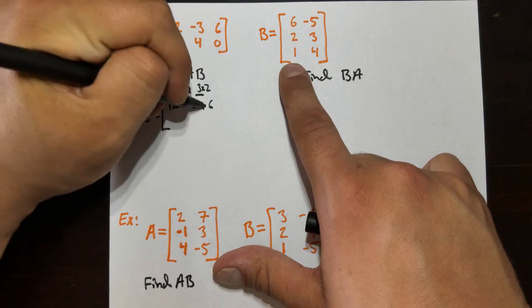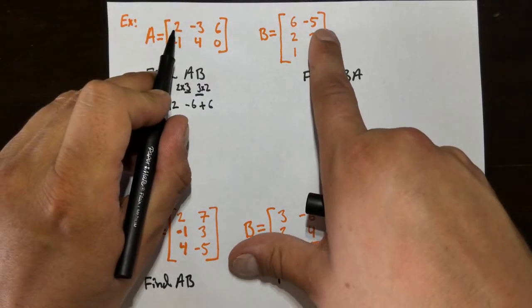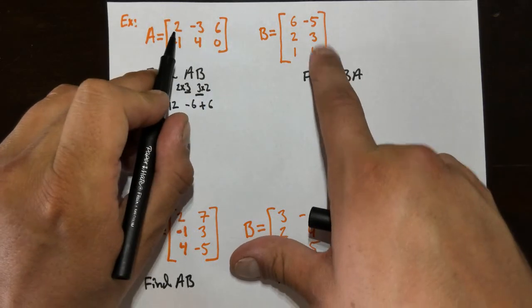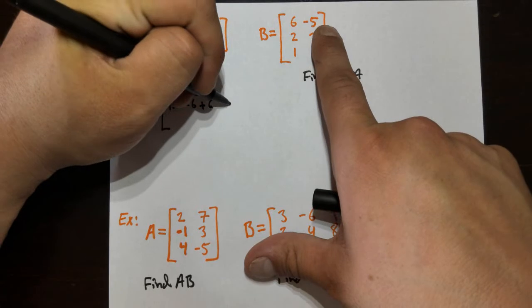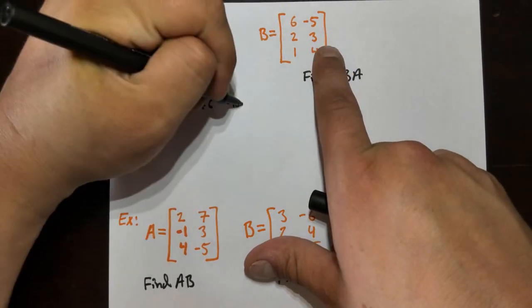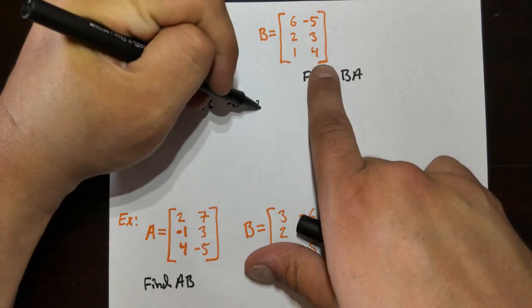Oh, and we're adding these together. Okay. And then, for our top right element, we're going to multiply the top row to the right column. So 2 times negative 5 is negative 10. Negative 3 times 3 is minus 9. And then 6 times 4 is plus 24.